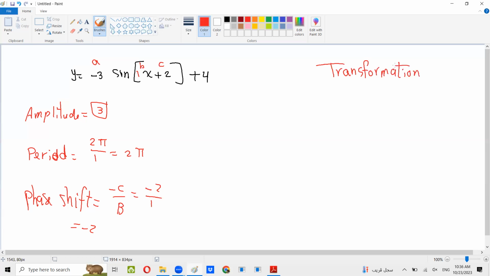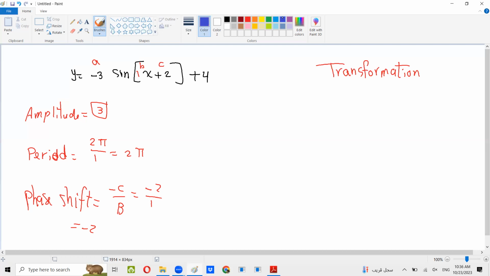Describe the transformation. First, the phase shift. You will not start from 0, 0. You will start from negative 2. Next up, the transformation.